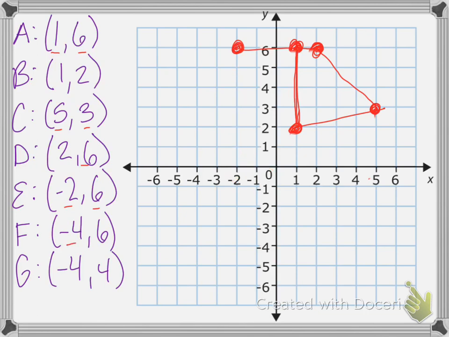The next one is (-4, 6). So 1, 2, 3, 4. Up 6 again. And the next one is (-4, 4). So negative 4 up 4 would be right there. Okay. And it doesn't really make a picture, but on your homework you'll be able to draw one that looks like something. Okay, and that's it for your lesson. Good luck.